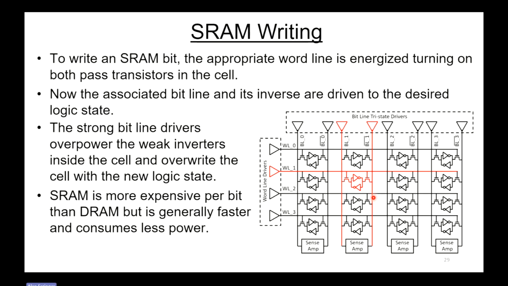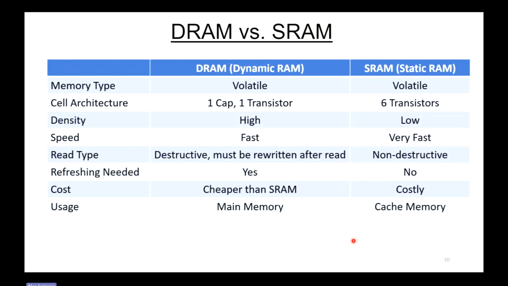SRAM is more expensive per bit than DRAM, but generally it's way faster and it consumes less power because you're not constantly having to go through all this refresh cycling. Okay, so here's a comparison table between DRAM and SRAM.